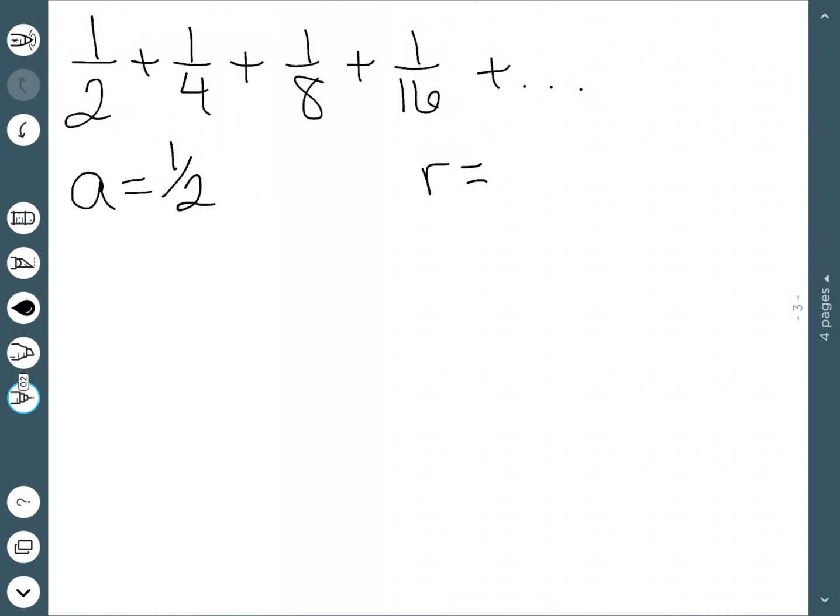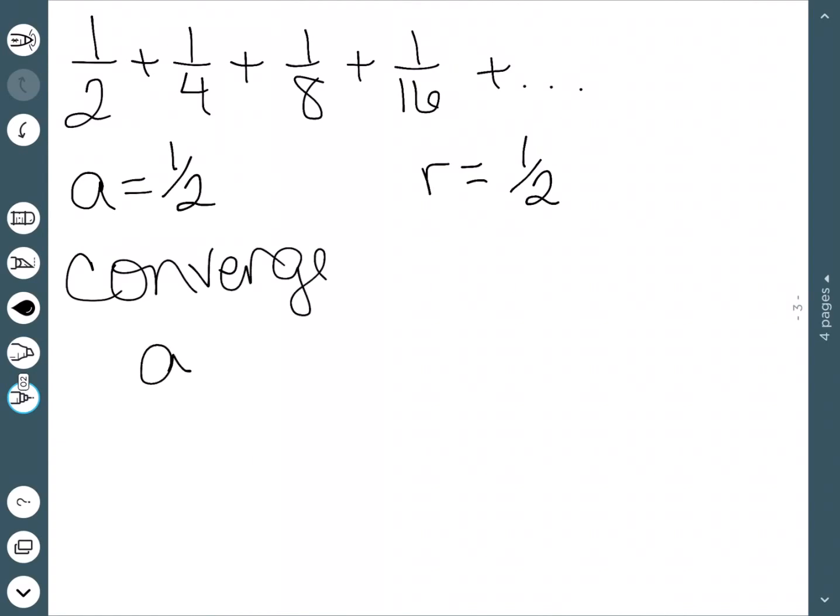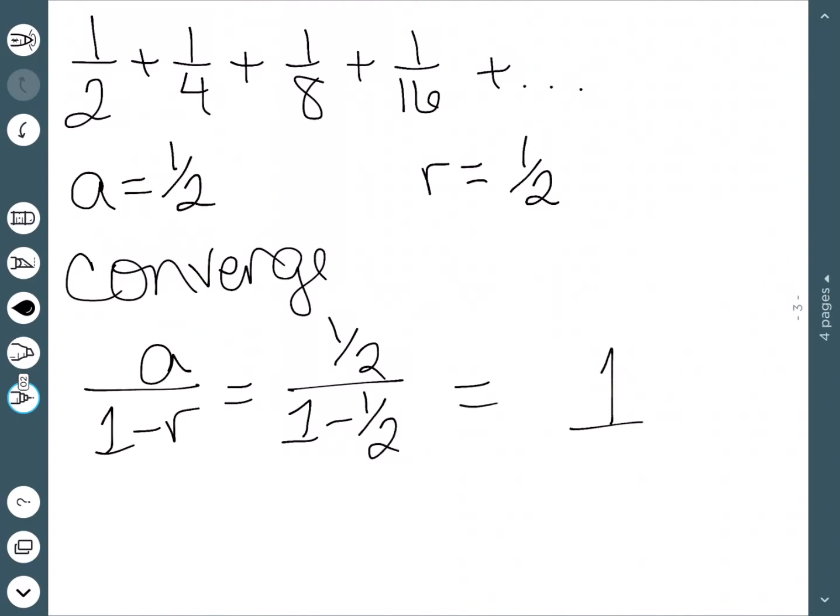r is then what I multiply by each time. 1/2 times 1/2 is 1/4, times 1/2 is 1 over 8, times 1/2 is 1 over 16. Since the absolute value of r is less than 1, this will converge. And I had a formula that said a over 1 minus r. So 1/2 over 1 minus 1/2, and once we simplify that, we get 1. So this thing will add up to be 1.